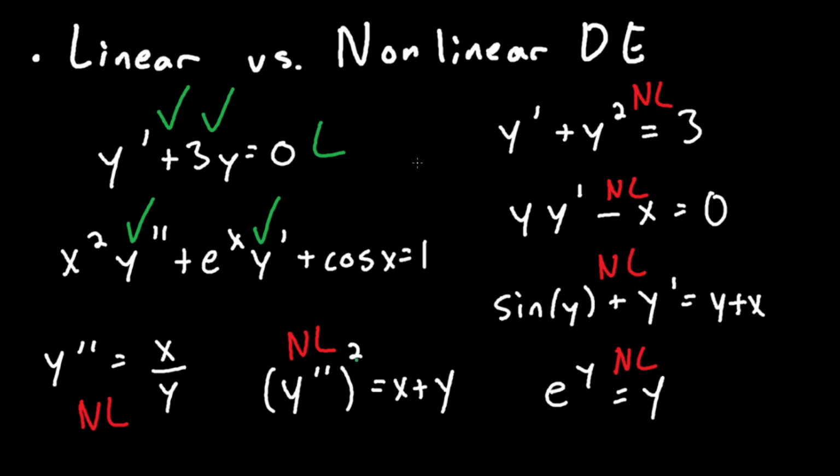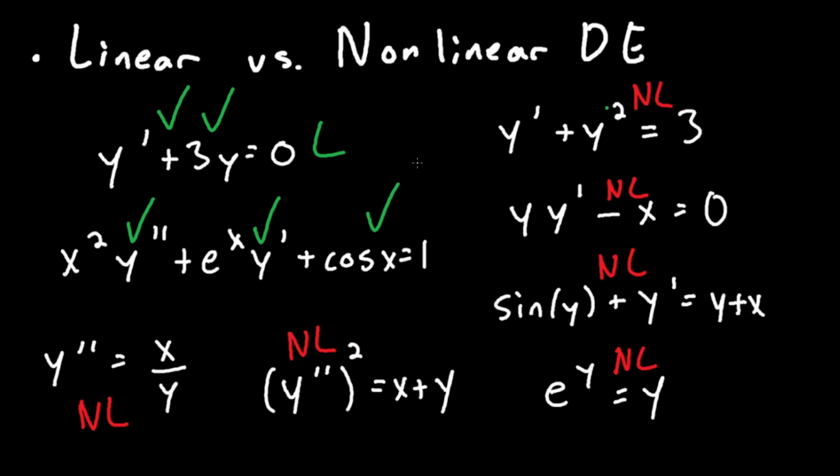Plus cosine of x. Well, since x is an independent variable, it can be inside of cosine. All we really care about is y, or f of x, or dy over dx, whatever notation you're using. All we care about is our function. We don't care about the independent variable. So cosine of x, we're good. This is still linear based off the conditions we checked.